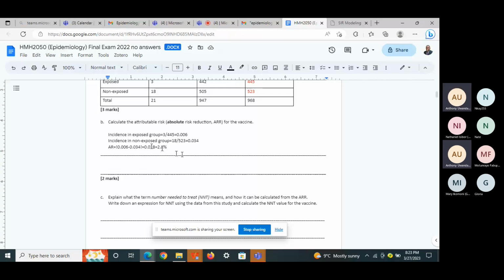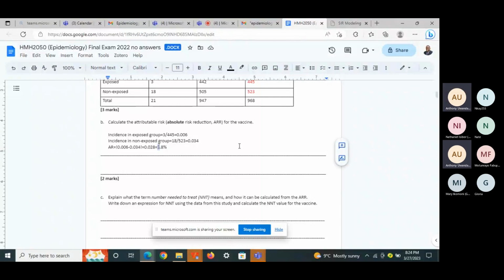So you can see that from this question, only 2.8% of deaths can be attributed to the vaccine. So you have up to 97.2% of deaths attributed to not receiving the BCG vaccine. Okay, so it can be called absolute risk reduction, or it can be called attributable risk. They're the same thing.